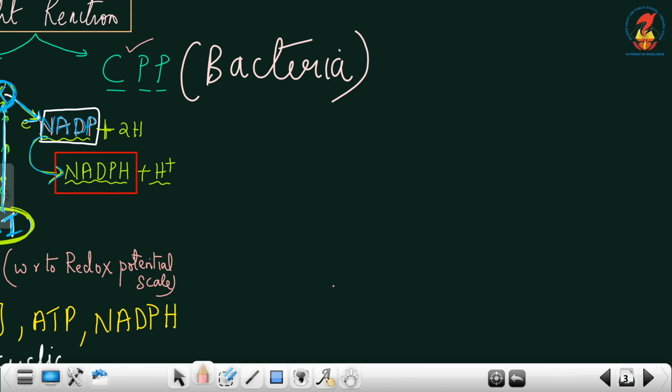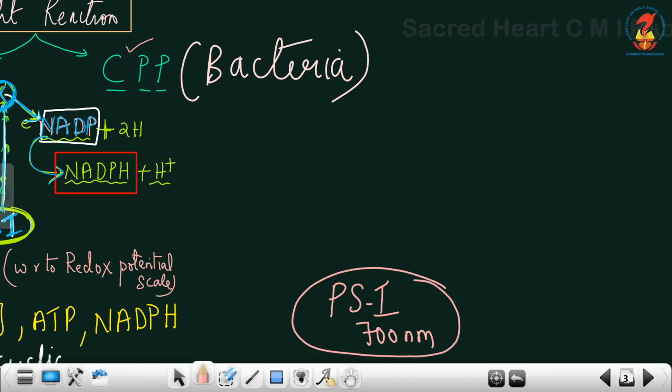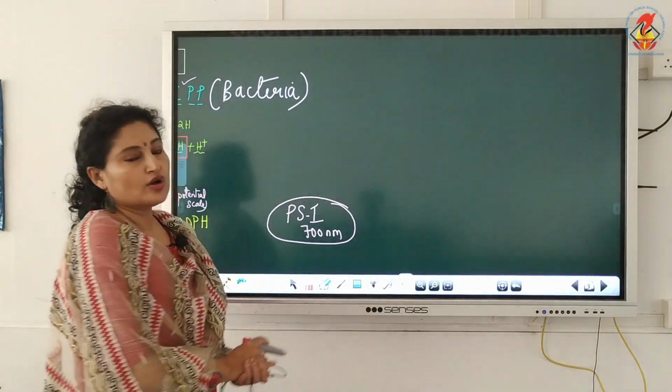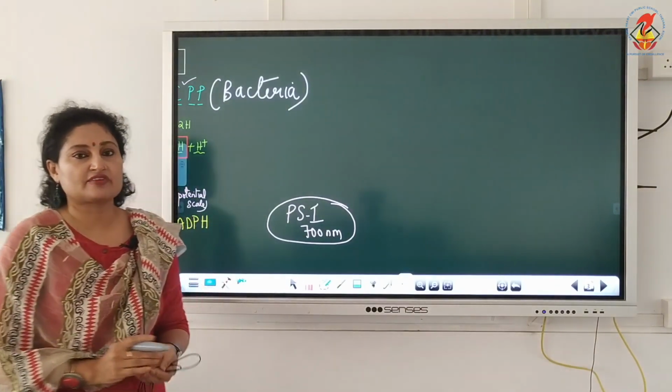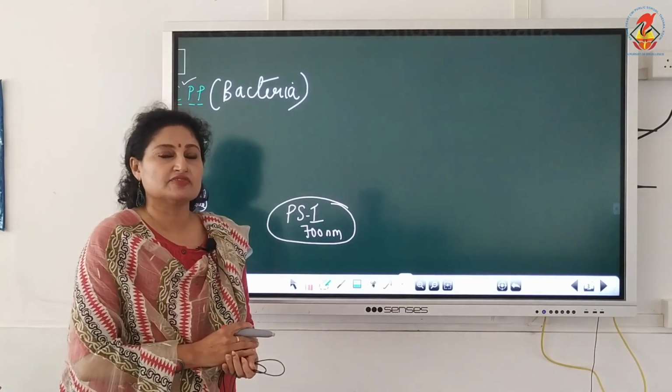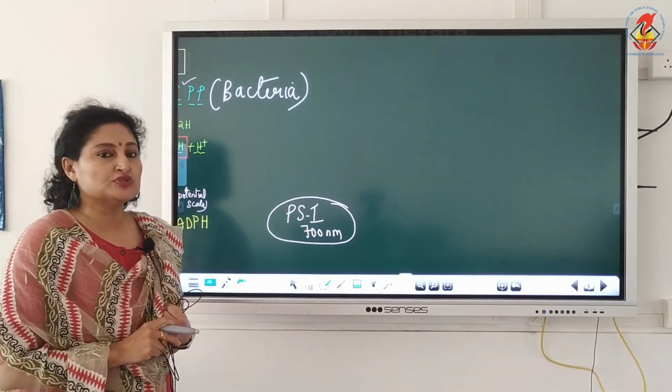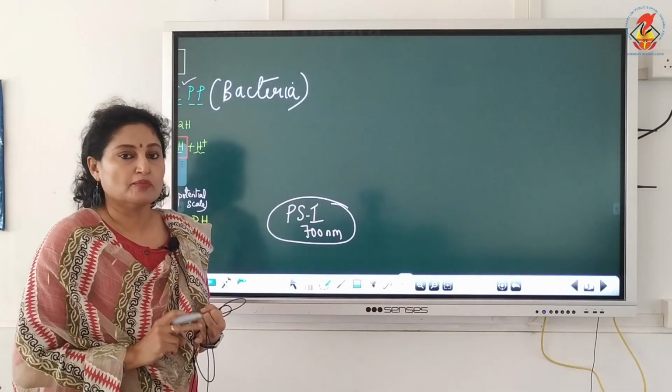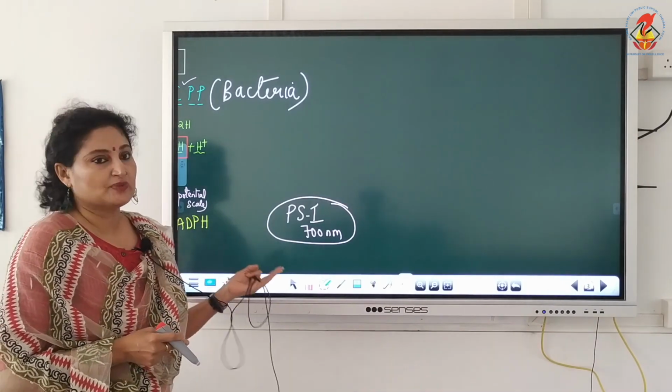It involves only one photosystem, that is photosystem 1. That is the photosystem which absorbs light at P700. And you all are aware the bacteria has a simple body design and can survive anywhere, and we have attributed that to the cell wall. But besides that cell wall, it is because of this.